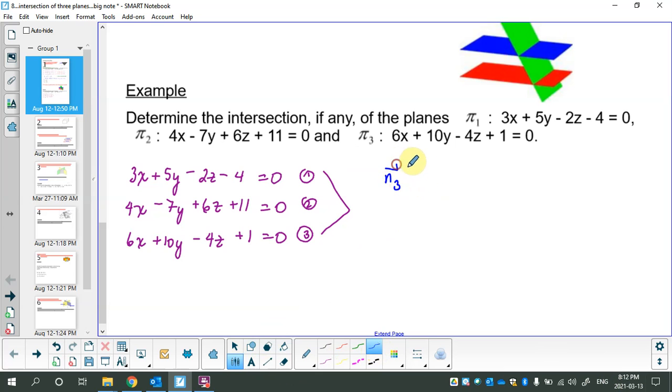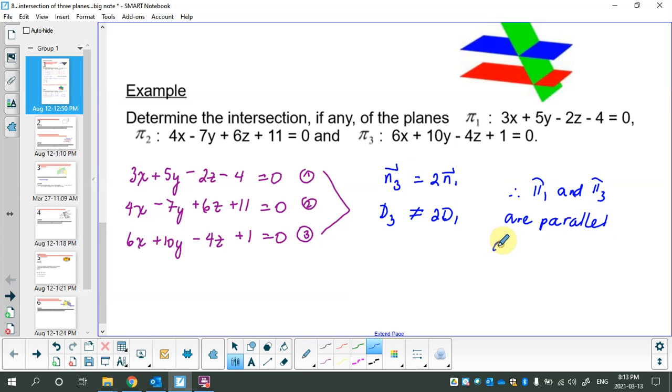The normal for plane 3 is equal to 2 times the normal for plane 1. So I've checked out the letter parts of it, but you'll see that the D part of it doesn't work. So the D for 3 is not equal to 2 times the D for 1. And what that means is that we can say that plane 1 and plane 3 are parallel because of the normal business, but they're distinct because the D value is different. So that means we've got like the blue one and the red one.